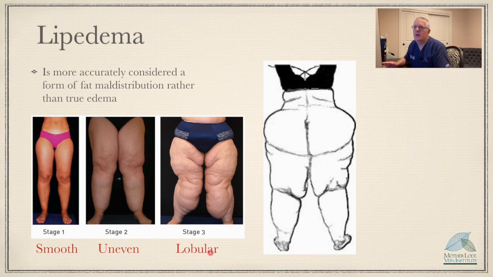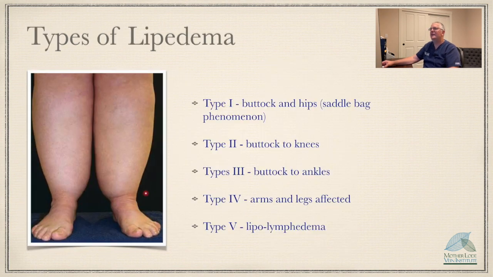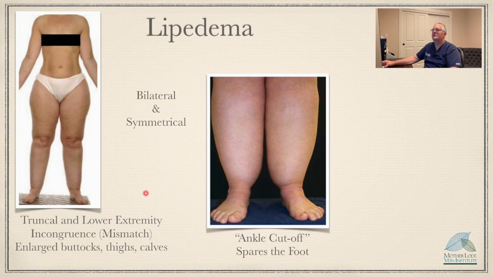Now I'm going to talk about kind of an interesting condition called lipedema. And lipedema is not really edema. It's more considered a maldistribution of fat rather than actual tissue edema or fluid within the tissues. And it goes from stage 1 to stage 3, the smooth, the uneven, and the nodular forms.